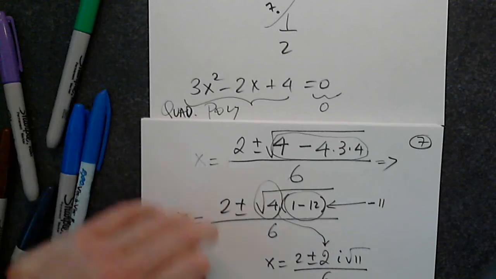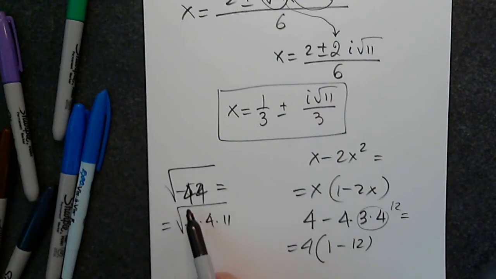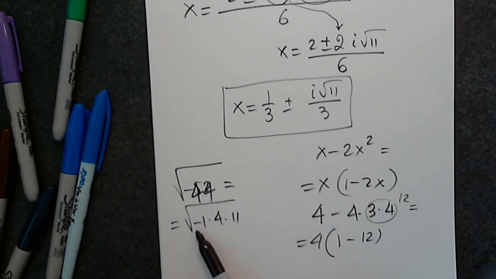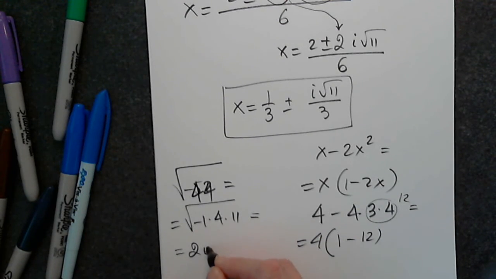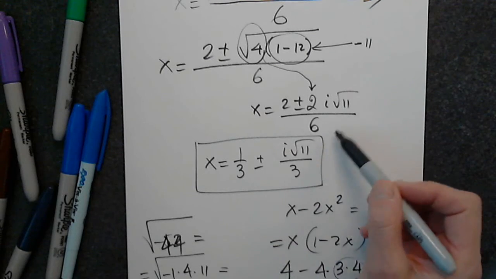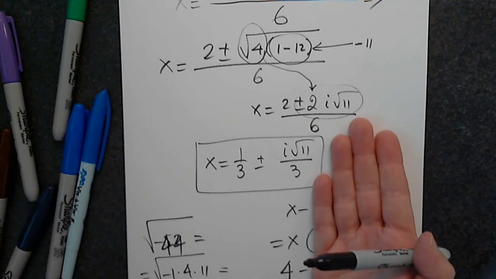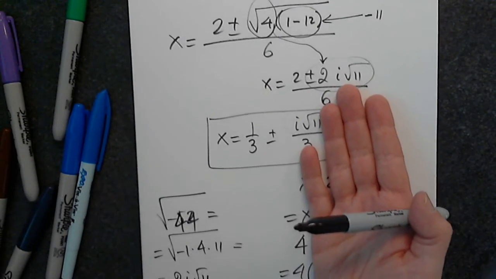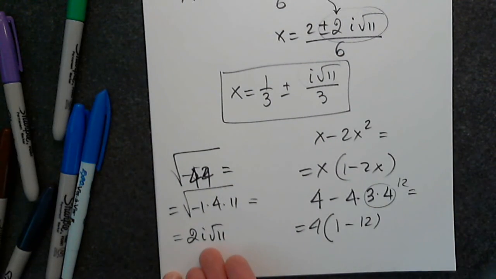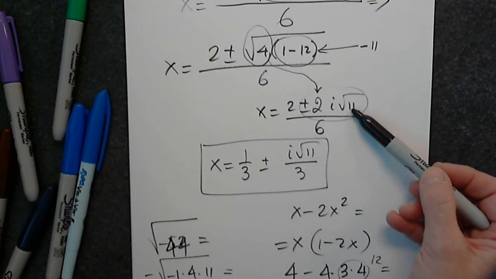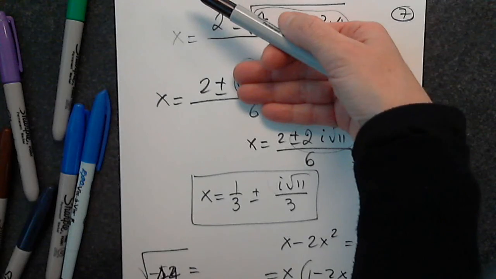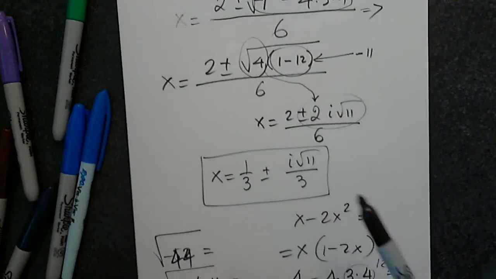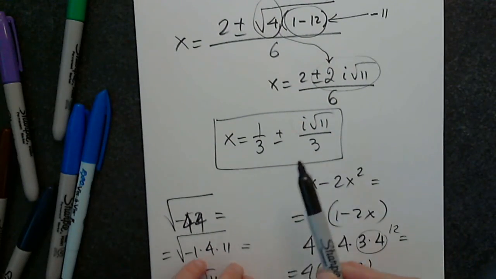Negative 44. Okay, so if it's negative 44, then you have to break it up into negative 1 times 4 times 11. And you will end up having 2i square root of 11. No matter how you do it, the way you want it, you still get 2i square root of 11. So after you get 2i square root of 11, no matter how you get it, any method works. I accept it. Fine. Then you still have to separate into 2 fractions and get this.